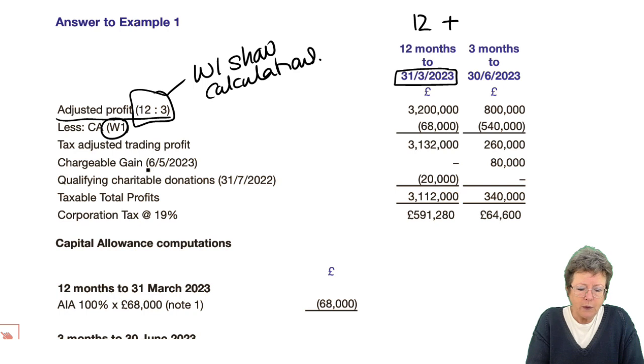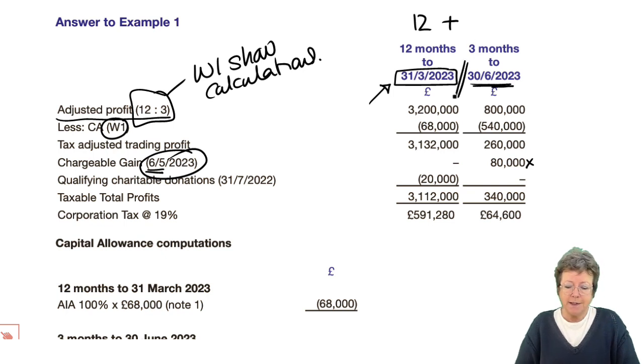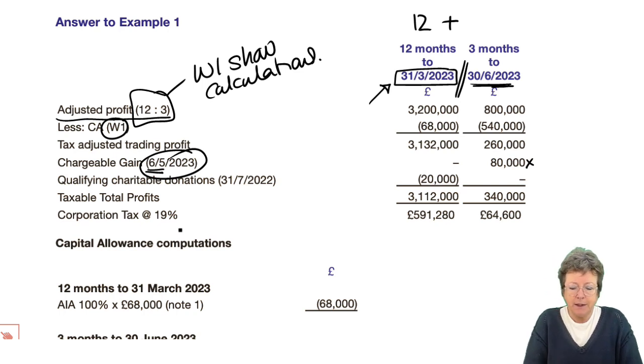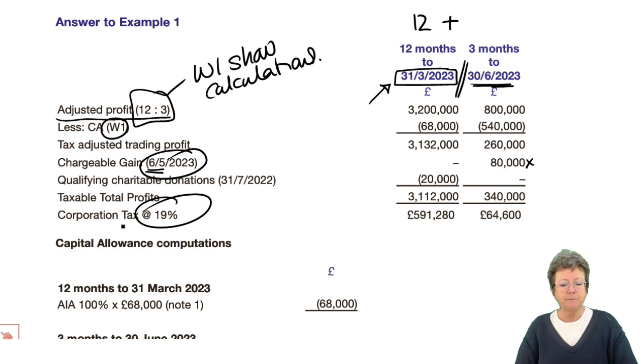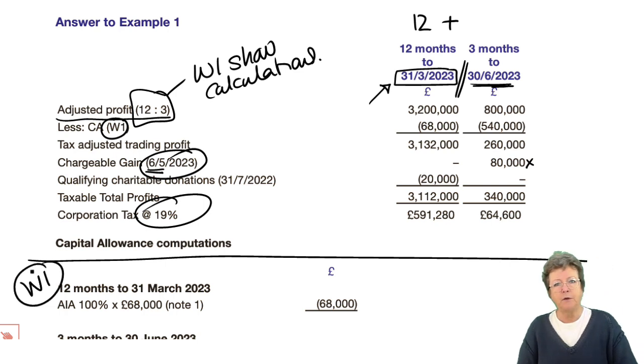The gain, we have a date, therefore we can put it in the correct period. And that's why your dates are important here, because it took place in May 23, therefore it must have taken place there after March. QCDs, again you have a date, so you can put them in the correct place. TTP, everything's at 19%. That is your answer. These are your workings. I don't mind whether you put the workings first and then the answer, or the answer first and then the workings.